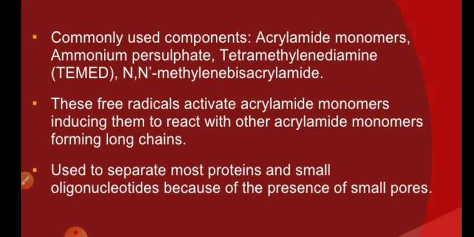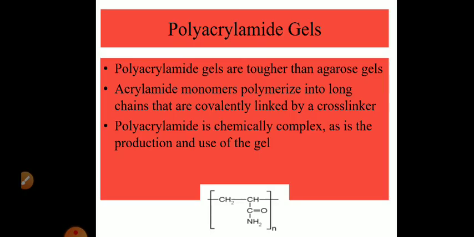These free radicals activate acrylamide monomers, inducing them to react with other acrylamide monomers, forming long chains. So ammonium persulfate and TEMED are catalyst-type components. They activate acrylamide monomers to react with other acrylamide monomers, forming long chains. It is mostly used to separate proteins and small oligonucleotides because of the presence of small pores. So that is polyacrylamide gel.